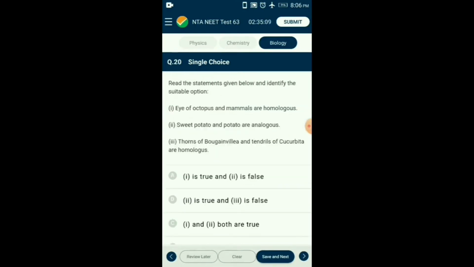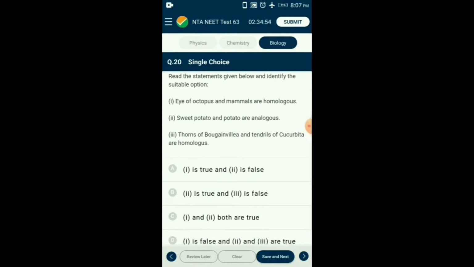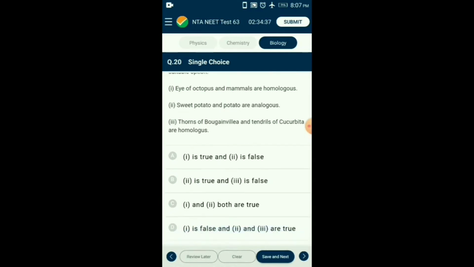Question number 20. Read the statements given below and identify the suitable option. Here three statements are given. Homologous organs are those organs which have the same basic structure or basic design but different functions, hence they have a common ancestor or origin. Analogous organs are defined as the organs of different animals that have different structures but perform the same function. So from the given statements, the first one is false, the second and third are true. So the correct option is D.